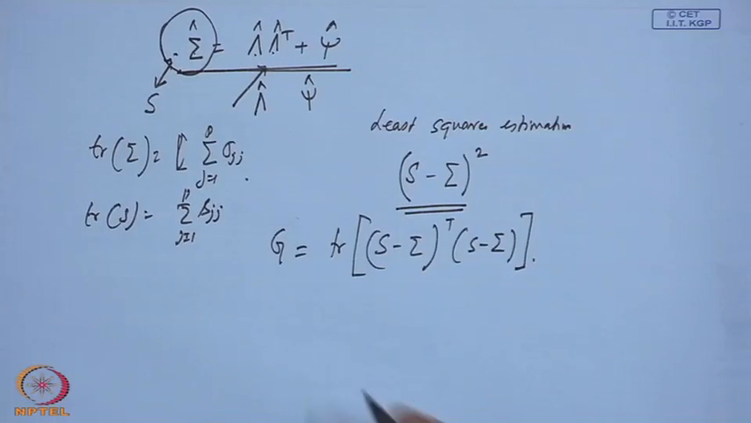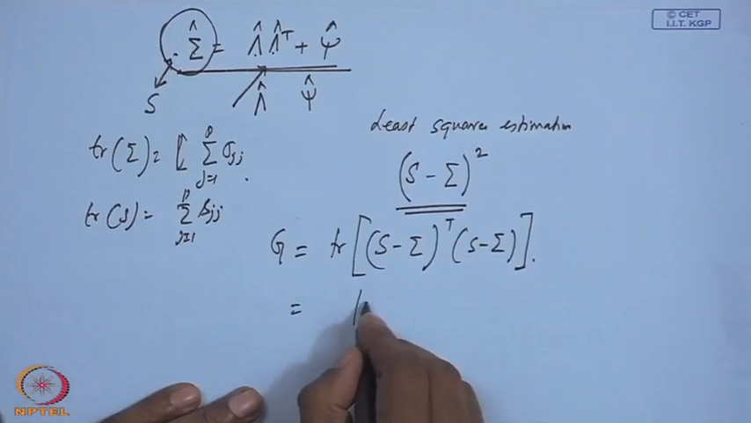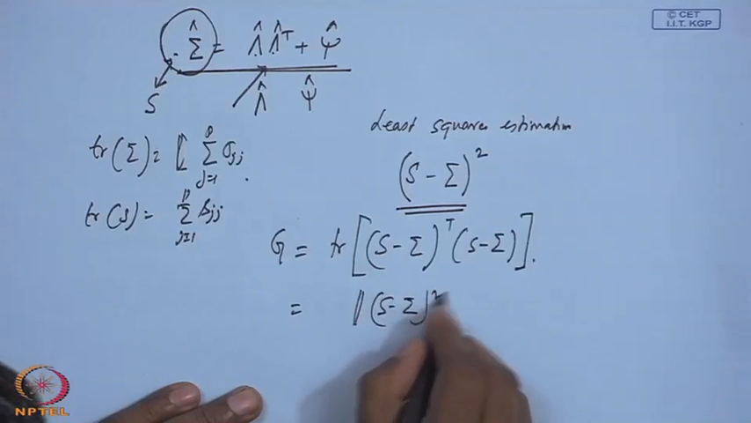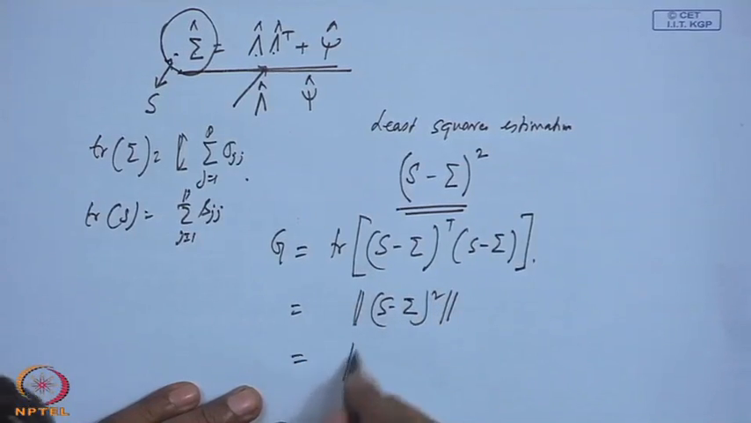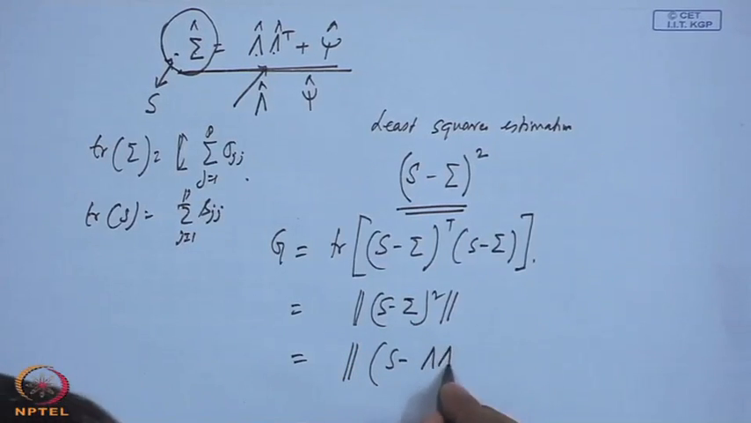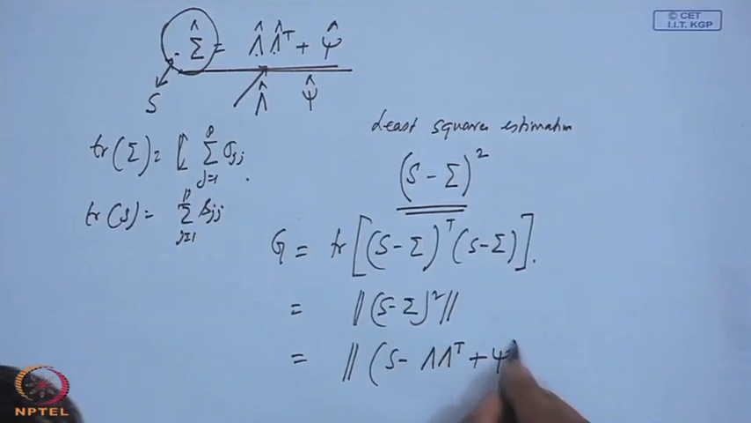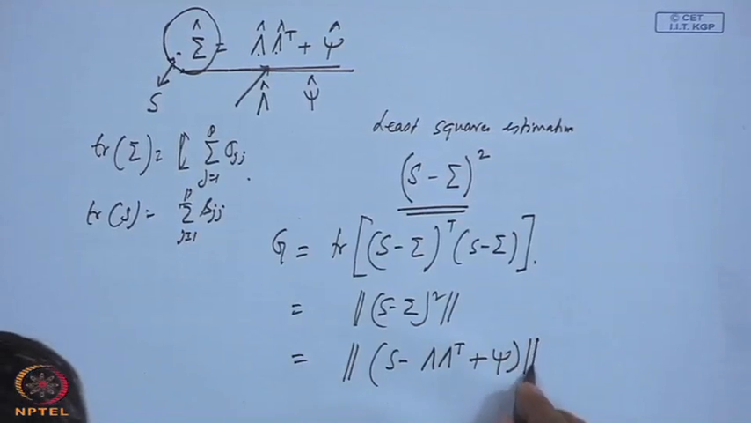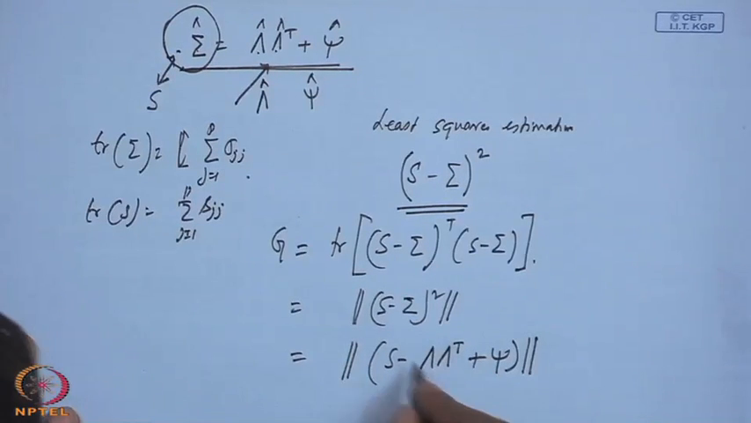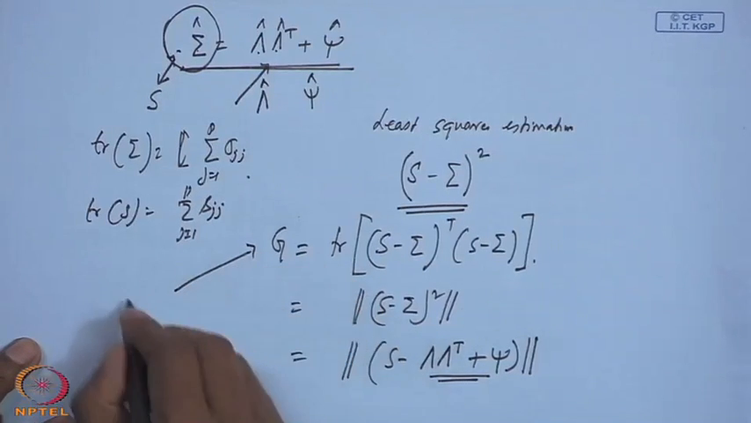Okay. So, essentially this leads to that norm, the second norm. Instead of S, we can write lambda transpose plus epsilon plus psi. So, this is what is sigma. Okay. So, we want to minimize this function.